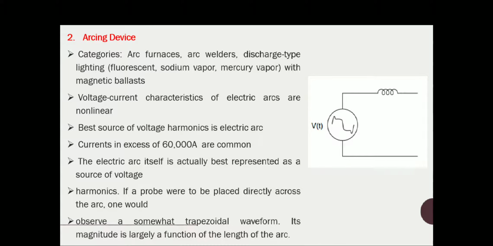And if you are measuring, or if a probe were to be placed directly across the arc, one would observe a somewhat trapezoidal waveform, and its magnitude is a function of the length of the arc. So this kind of arcing device injects a lot of voltage harmonics into the system.